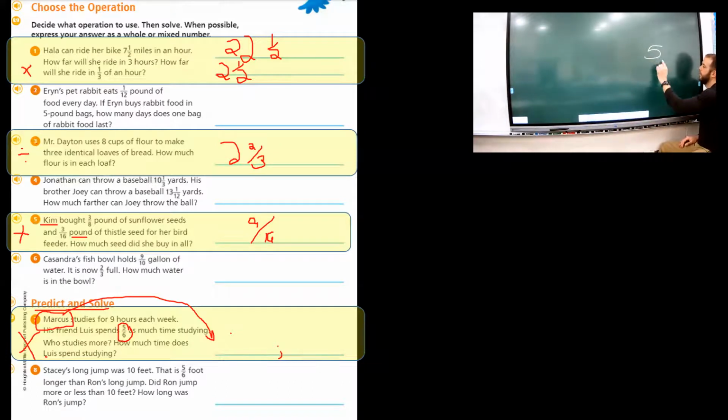5/6 of 9. Remember, we have to make 9 a fraction because we're multiplying numerators and denominators. Do we flip anything? No, because it already is multiplication. If you understand reducing, you understand that 6 and 9 can be reduced. If you don't understand reducing, then you're going to multiply across and you're going to get 45/6.